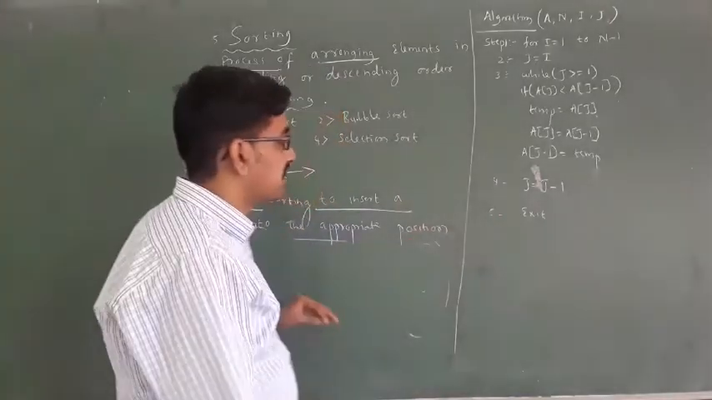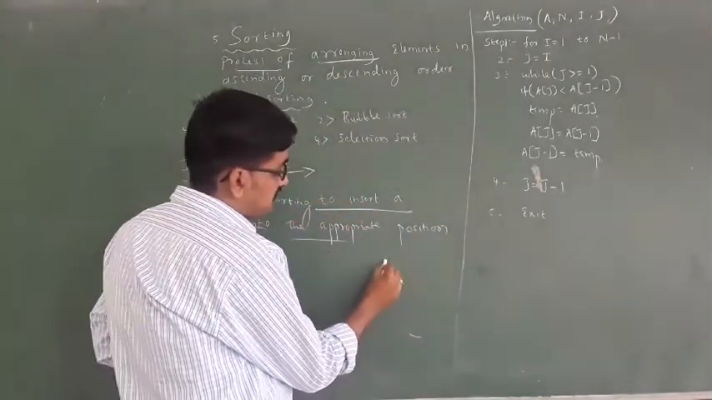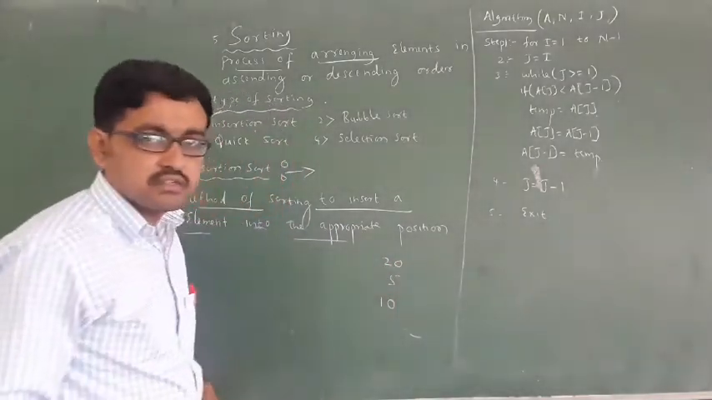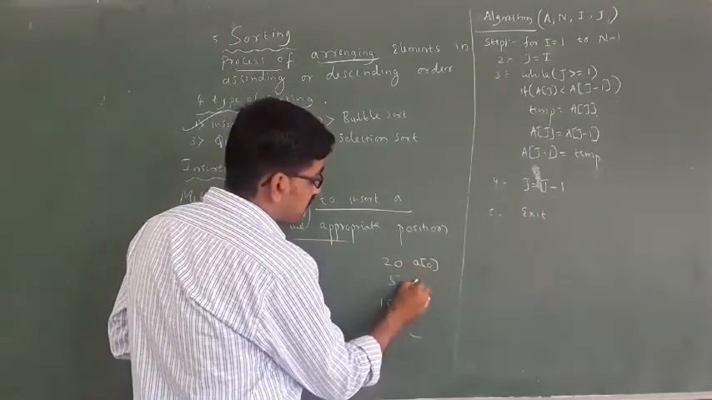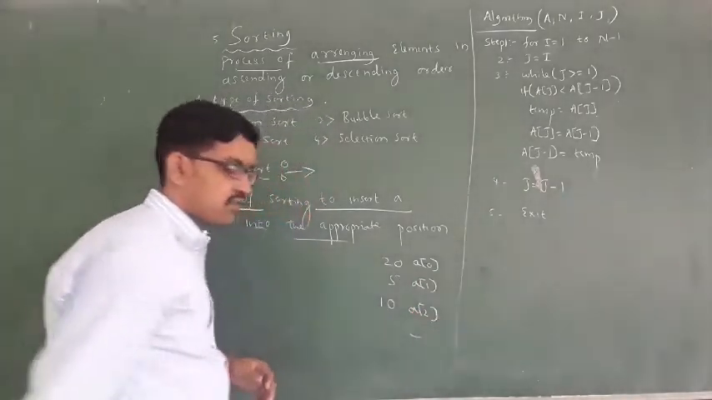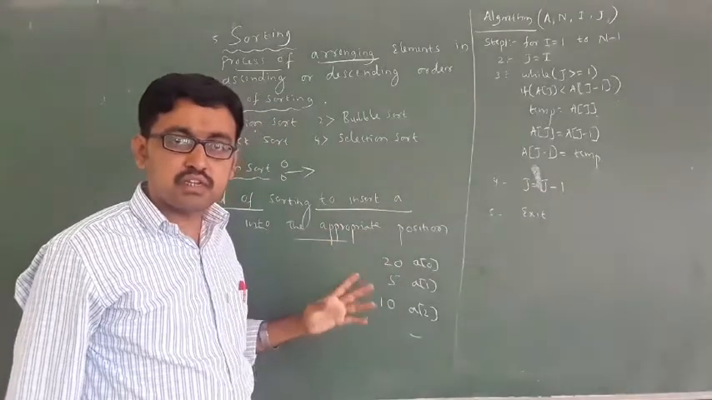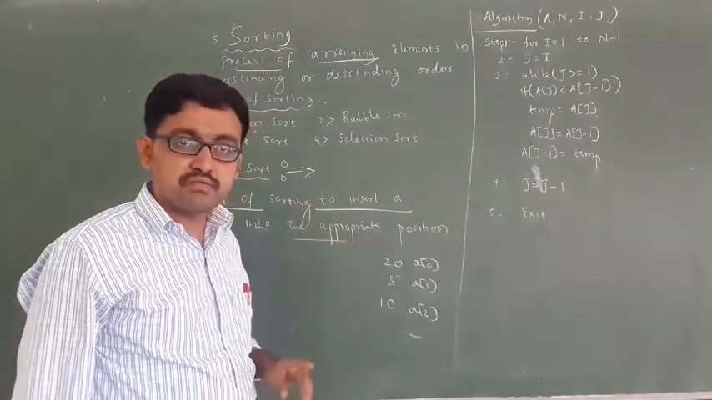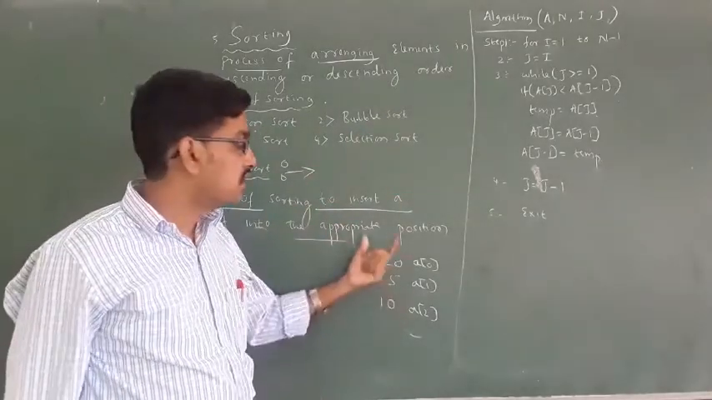For example, I am taking numbers 25, then 10. I want to sort this. For example, it is stored in A of 0, this is stored in A of 1, this is stored in A of 2. See how to sort this. First, for sorting, you should get the elements 5, 10, and after that 20. Then how to sort? Through this algorithm you have to sort these elements.